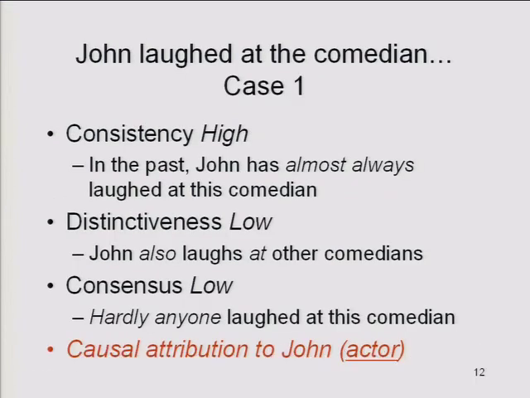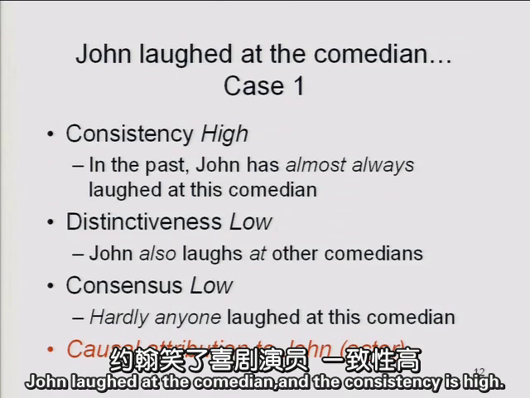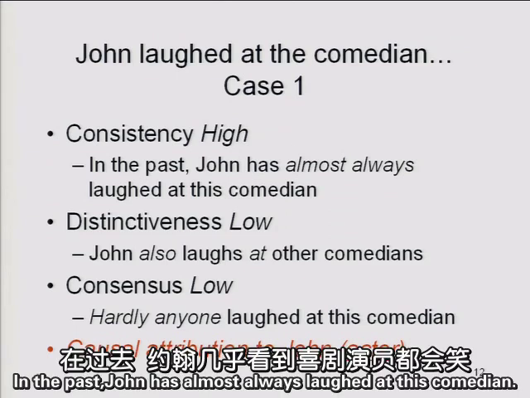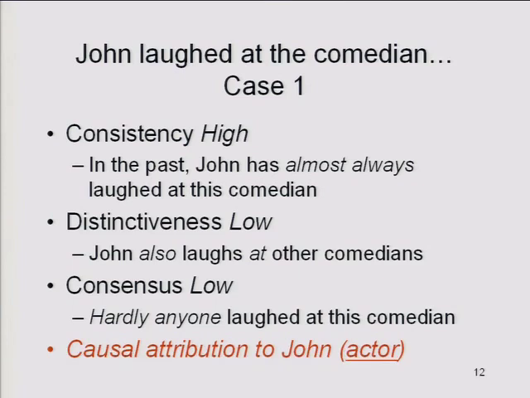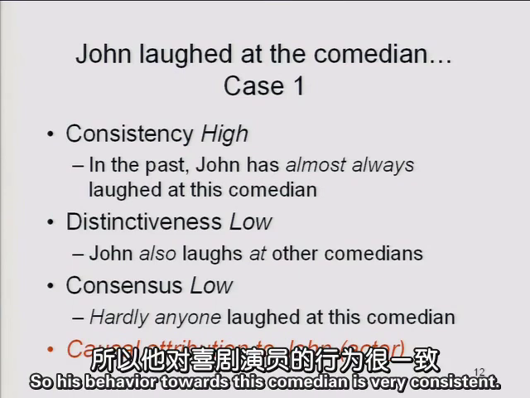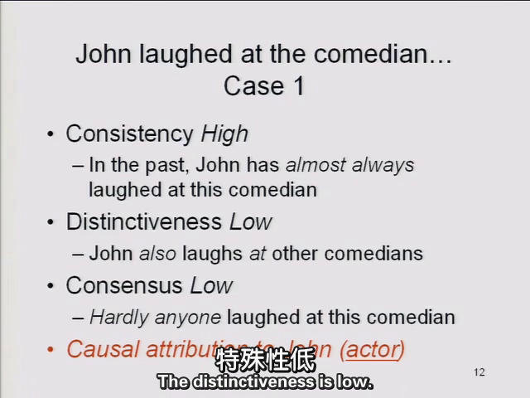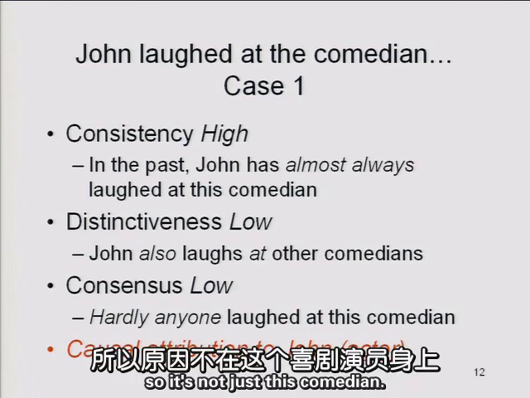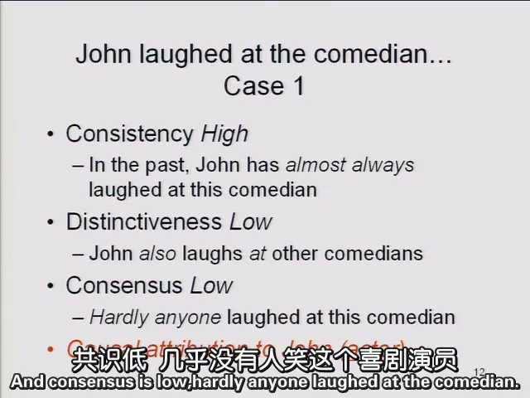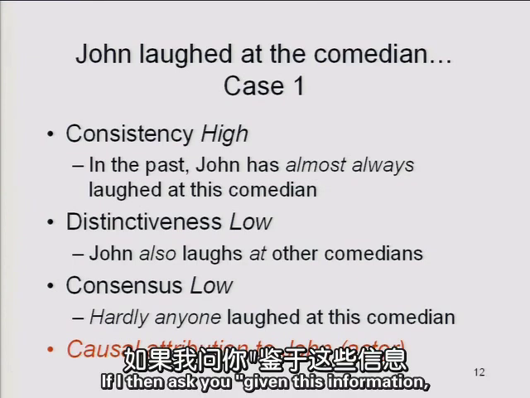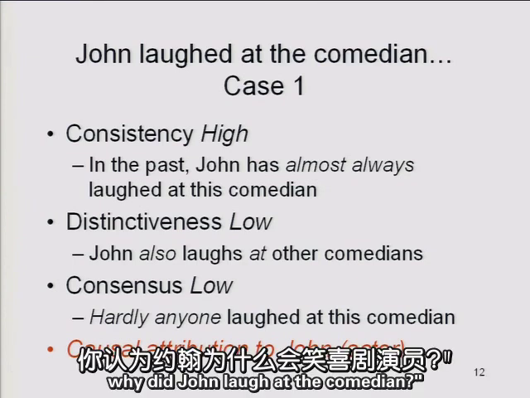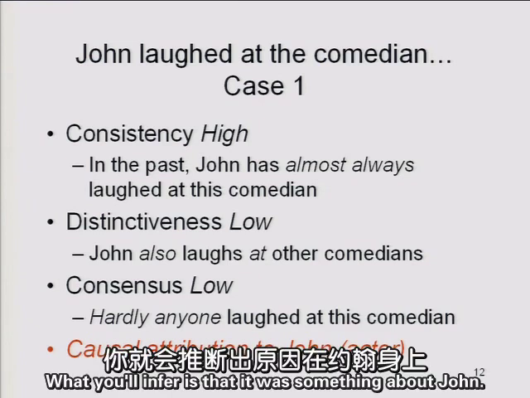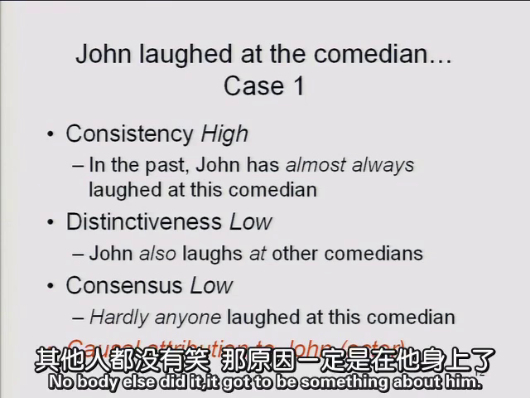Case 1, okay? John laughed at the comedian, and the consistency is high. In the past, John has almost always laughed at this comedian, so his behavior towards the comedian is very consistent. The distinctiveness is low. John also laughs at other comedians, so it's not just this comedian, okay? And consensus is low. Hardly anyone laughed at the comedian. If I then ask you, given this information, why did John laugh at the comedian, what you'll infer is that it was something about John. Okay? Nobody else did it. It's got to be something about him.